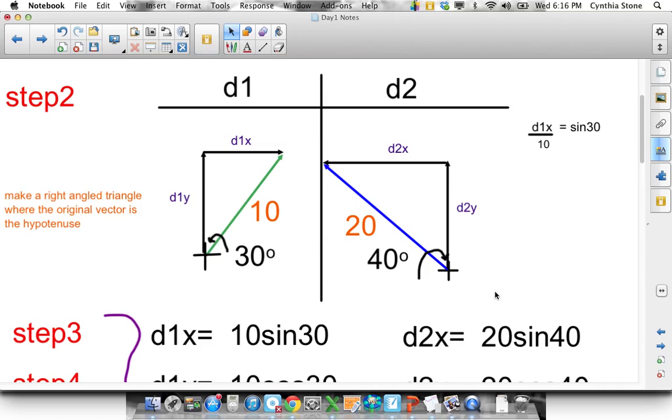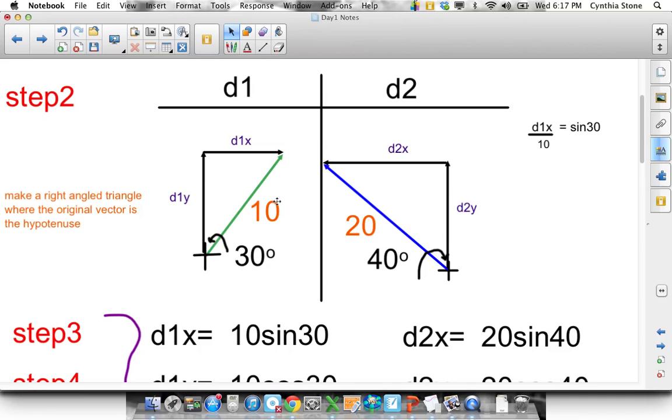Steps number 3, 4, and 5 are all about finding the horizontal and vertical components. What that means, if you don't recall from last year, is you take your original vector, which is the green in this case for d1, and I draw a right-angled triangle. And it doesn't matter where you draw the right-angled triangle. It could be down at the bottom, but then when you find your components, you use 60 degrees. Okay? But I'm closing in the 30-degree angle, because this is the 30-degree angle right in here. And same thing over here, I'm closing in the 40-degree angle.